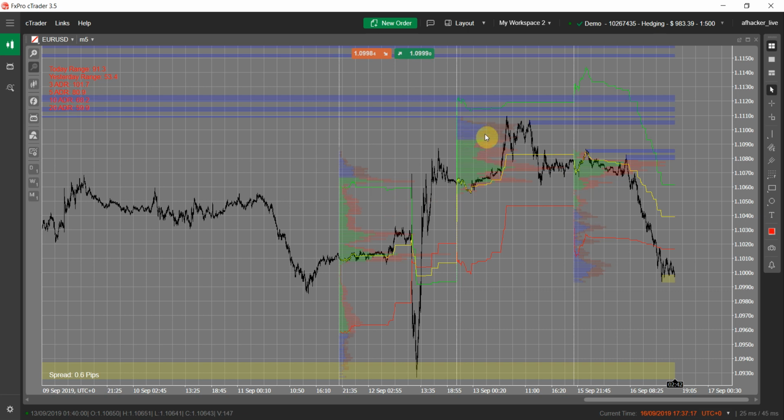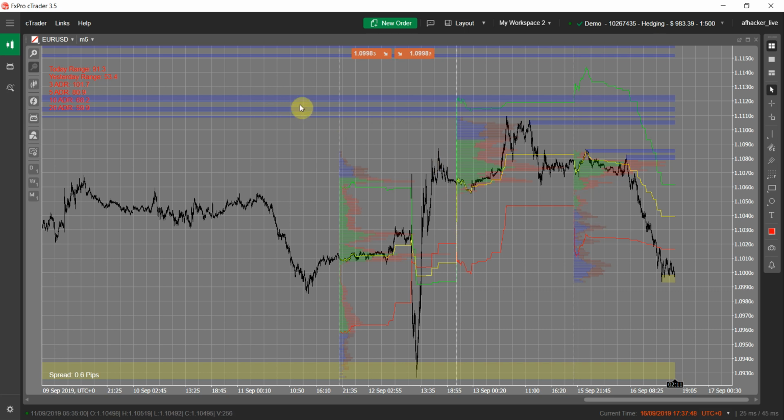The other indicator I have on my chart is this volume profile indicator, which you are seeing, these green and red bars. Volume profile shows the volume on the price, so you will see at which levels most trading volume happened, and which levels did not have that much volume.